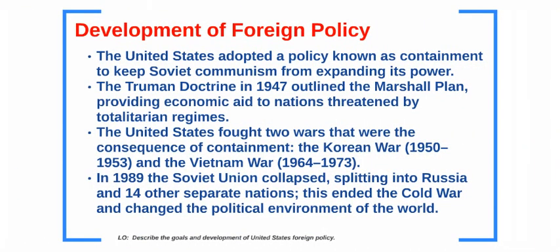The United States adopted a policy known as containment to keep Soviet communism from expanding its power. The Truman Doctrine in 1947 outlined the Marshall Plan, providing economic aid to nations threatened by totalitarian regimes. The United States fought two wars that were a consequence of containment: the Korean War, fought between 1950 and 1953, and the Vietnam War, fought between 1964 and 1973.